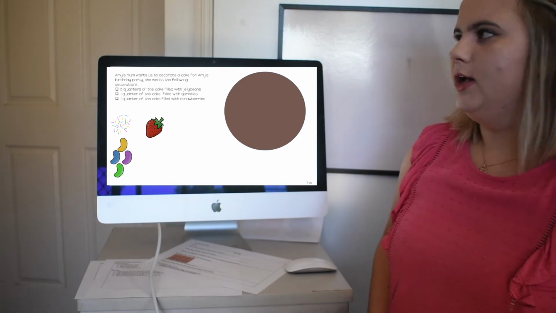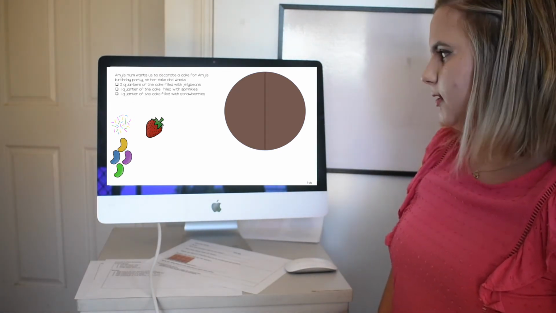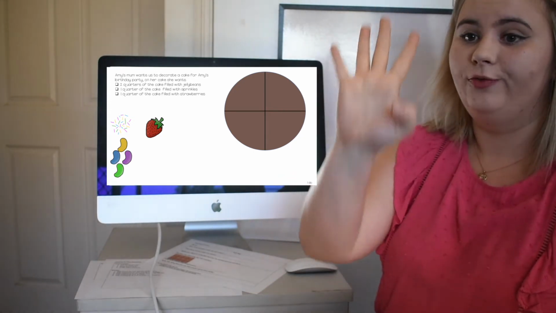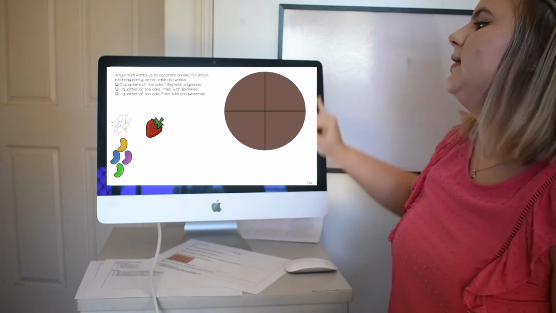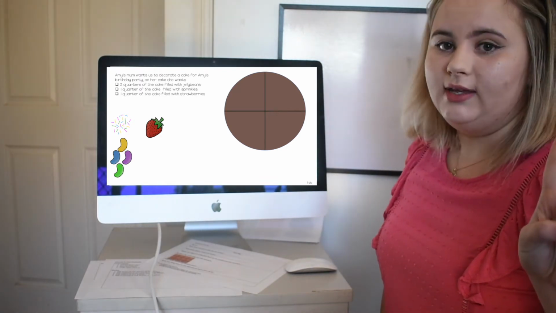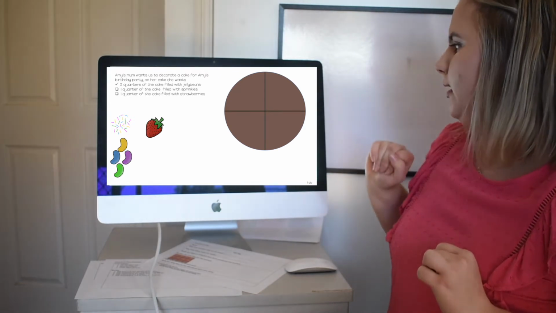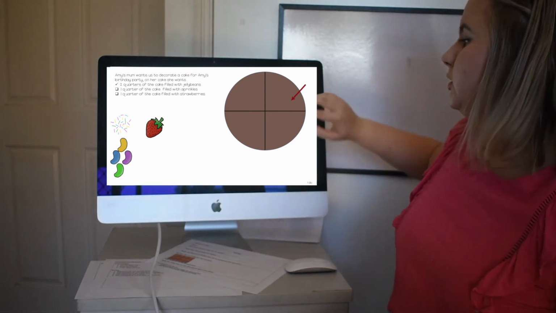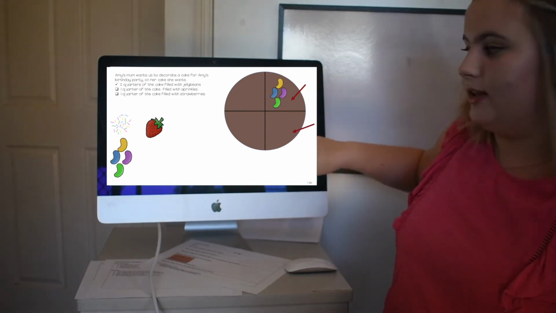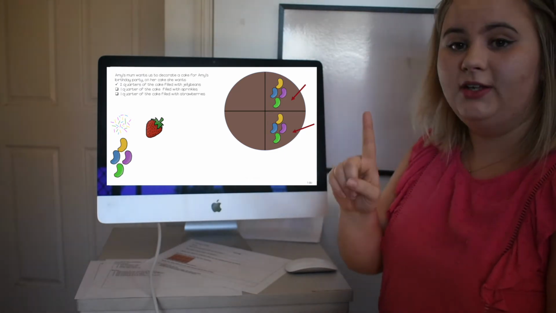So I'm going to halve my cake, and then I'm going to halve my cake again. So I have 1, 2, 3, 4 pieces. That means I have 4 quarters in my cake. Our first step is 2 quarters of the cake need to be filled with jelly beans. I have 1 quarter here and 2 quarters there, so I'm going to fill this quarter and this quarter with jelly beans. Now, that's the first job done.